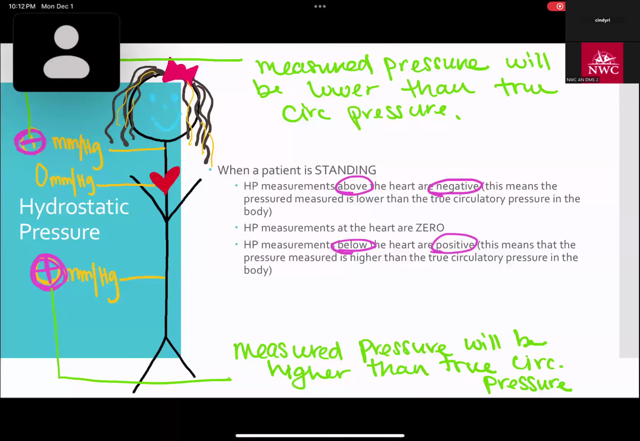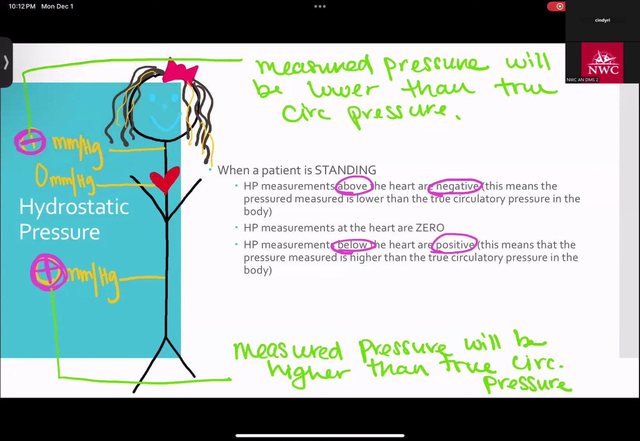Okay, but now let's talk about hydrostatic pressure when the patient is in the standing position. When the patient is in the standing position, look at the blood pressure readings taken above the level of the heart. Let's pause and look at this picture. Anything at heart level is zero millimeters of mercury, like we mentioned before, and any measurements taken at heart level are going to be true and accurate.